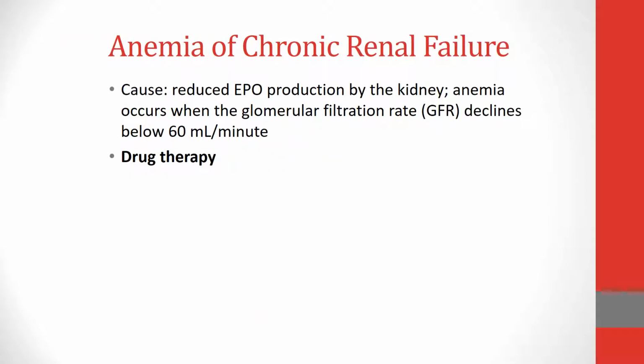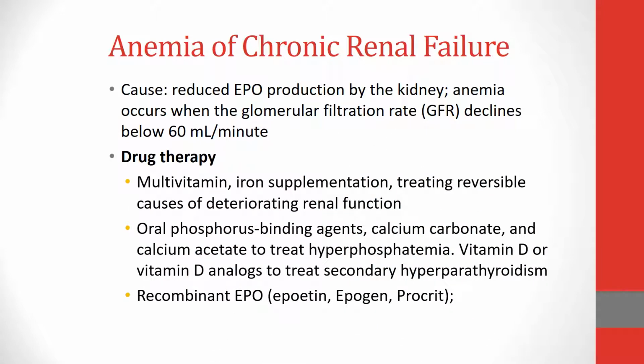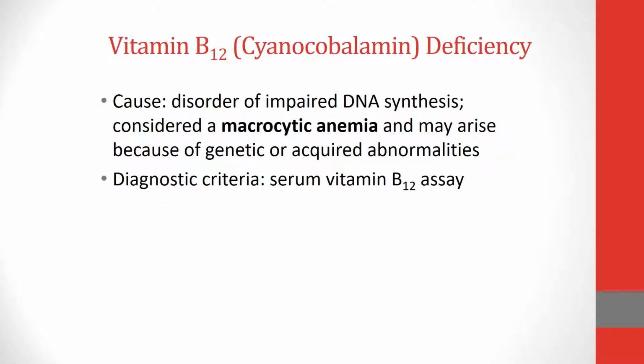Anemia of chronic kidney disease is reduced EPO because the kidney is damaged. When the GFR declines below 60 is when we can see this. There are several approaches in drug therapy for CKD, but the one that interests us is EPO, for which there are guidelines to govern. You can have a B12 deficiency, which leads to impaired DNA synthesis and a macrocytic anemia.